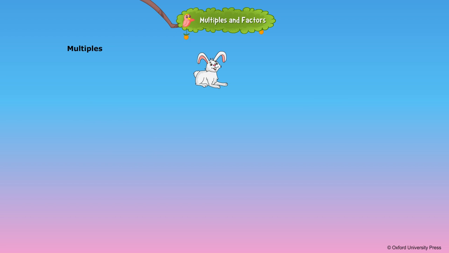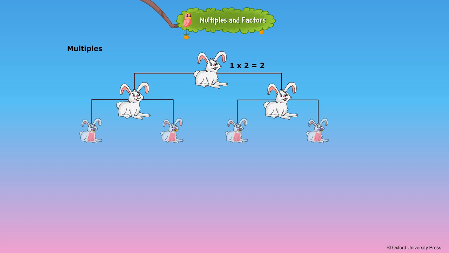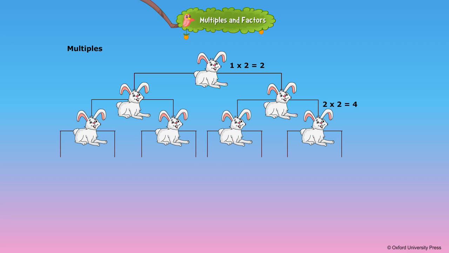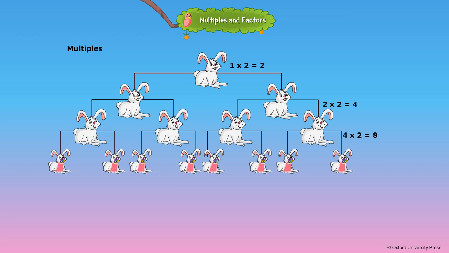Multiples. This is Big Bunny. She has two baby rabbits. 1 multiplied by 2 is equal to 2. These two baby rabbits grew up. Each of them had two babies each. There are 4 baby rabbits now. 2 multiplied by 2 is equal to 4. These 4 baby rabbits grew up. Each of them had 2 babies. There are 8 baby rabbits now. 4 multiplied by 2 is equal to 8. Here 2, 4 and 8 are called multiples of 2. Multiples of a number are obtained by multiplying that number by a whole number.